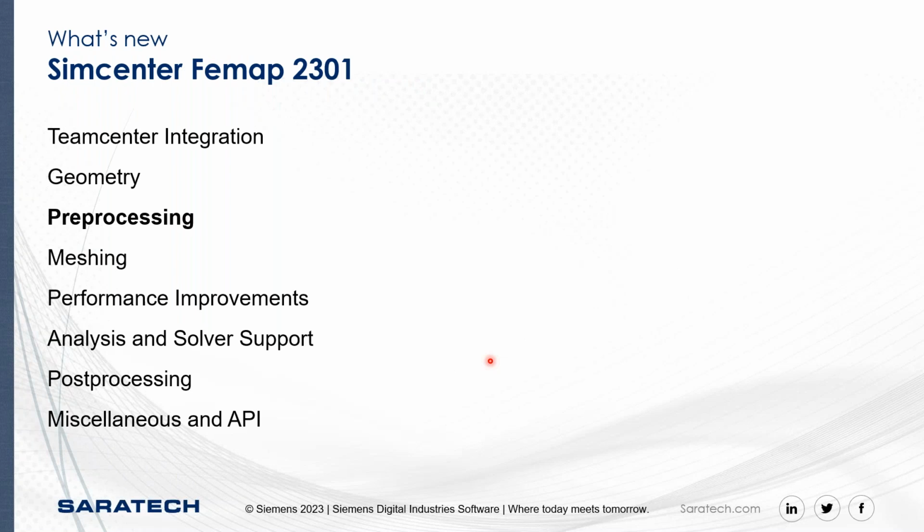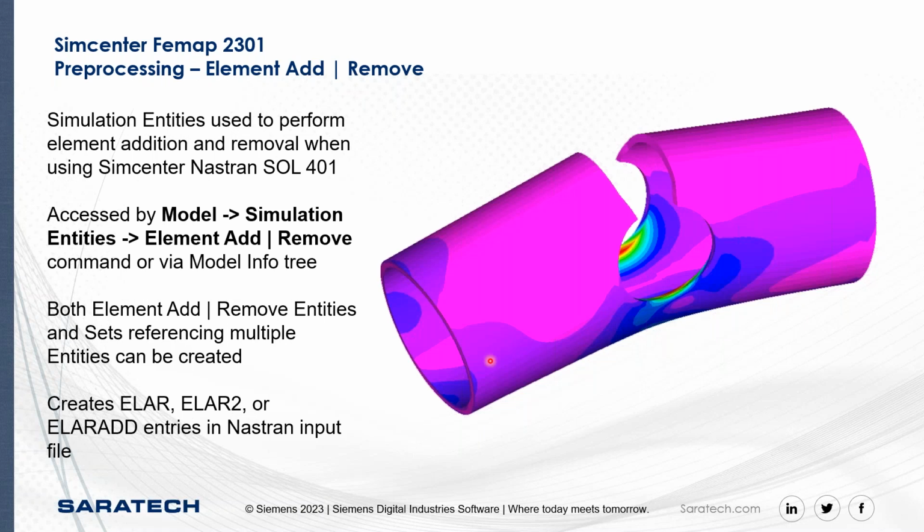Okay, quickly moving through this, some pre-processing additions or enhancements. There's a new simulation entity added for 2301 that allows element addition and removal, and this is specific to solution 401. This can be accessed through the model simulation entities, and then you would do element add remove, or you can access it through the model tree as well. Both add element add remove entities and sets, referencing multiple entities, can be created. This will also create your ELAR, ELAR2, or ELAR add inputs, entries for your Nastran input file.